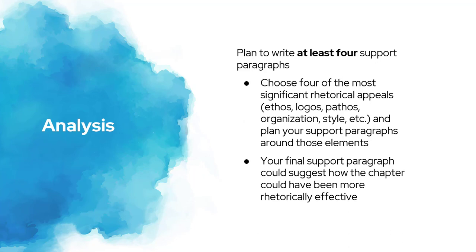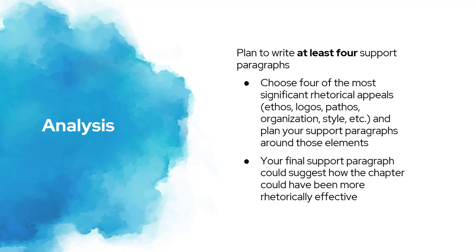I recommend identifying 4 of the most significant rhetorical appeals in your chosen chapter. So you could have, for instance, 1 support paragraph about ethos, 1 support paragraph about logos, 1 about organization, 1 about style, etc. And plan to write your support paragraphs, especially your topic sentences, about those most significant rhetorical appeals.